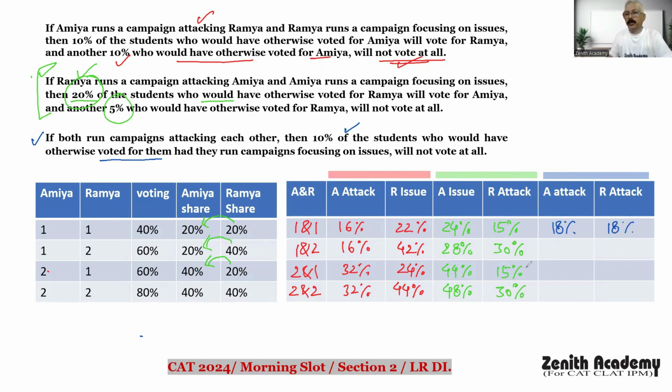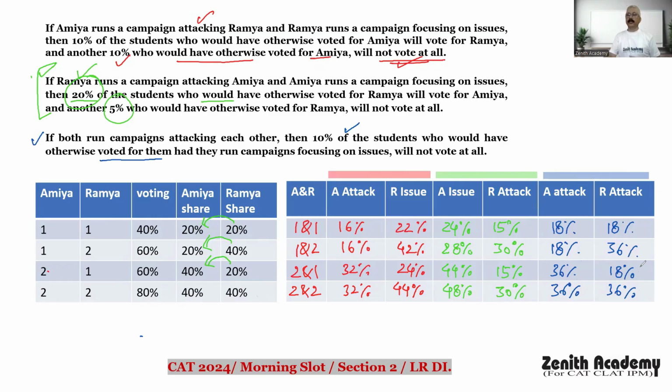Both have 10% voters who do not vote. And here 10% of 20, 18. 10% of 40 is 4. So it is 36%. Here 40 minus 4, 36. And here 10% of 20 is 2, so 18. Here 10% of 40 is 4. So 40 minus 4 is 36. And here 40 minus 4 again is 36.